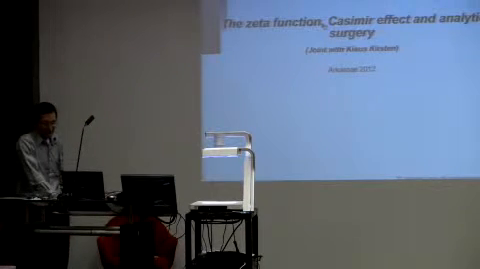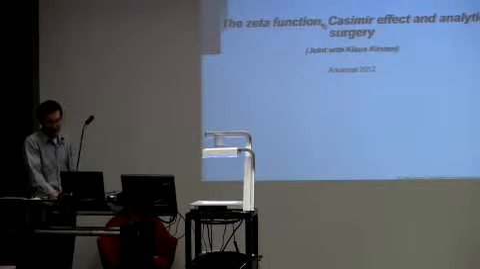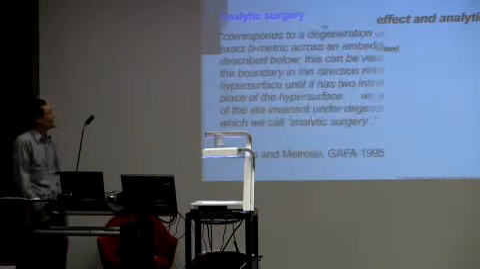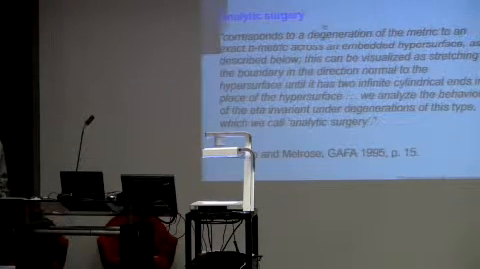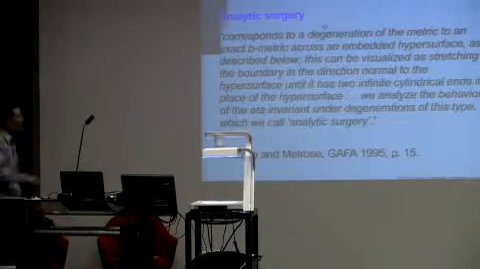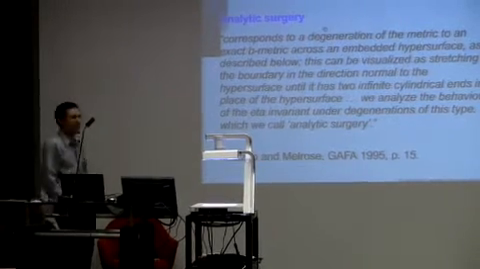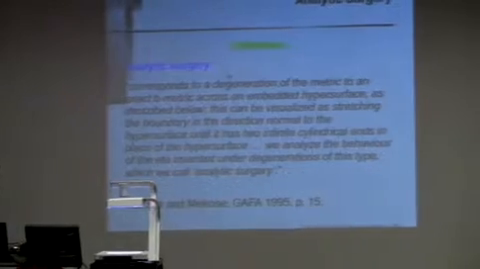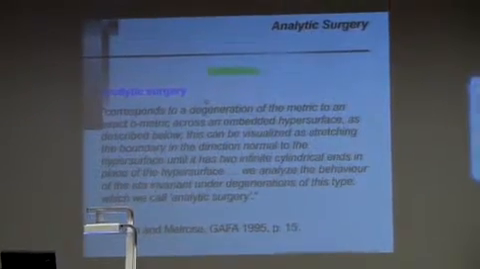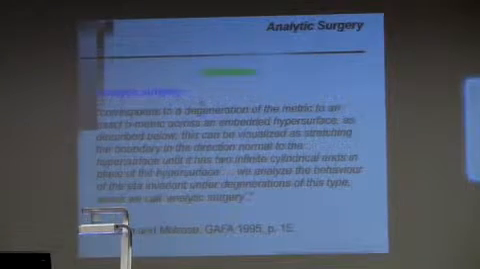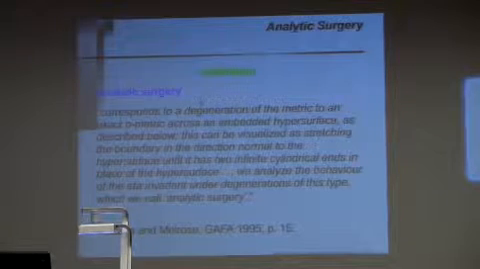Today I'm going to talk about some work on the zeta function and the Casimir effect and analytic surgery. I'll start off with the definition of analytic surgery, which I took from Mazzeo and Melrose's GAFA paper in 1995. This is where the term analytic surgery came from. It corresponds to a degeneration of the metric to an exact b-metric across an embedded hypersurface.